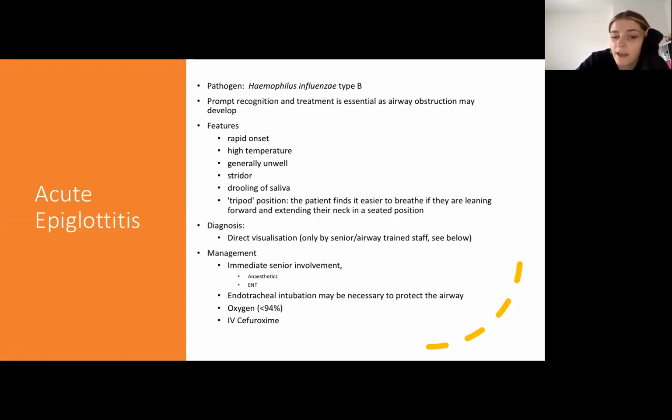They have, as I said, a high temperature and are really unwell. They'll have a stridor, so that's an inspiratory wheeze, and you'll be able to hear it. They'll have drooling of saliva, and they'll be in that tripod position, as I said.